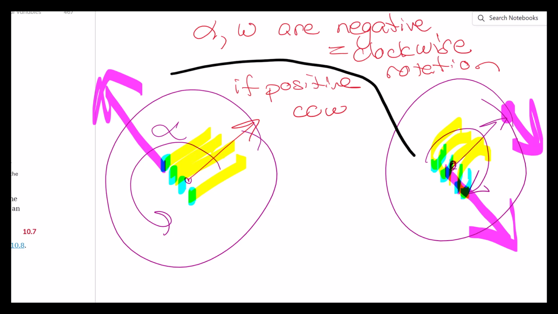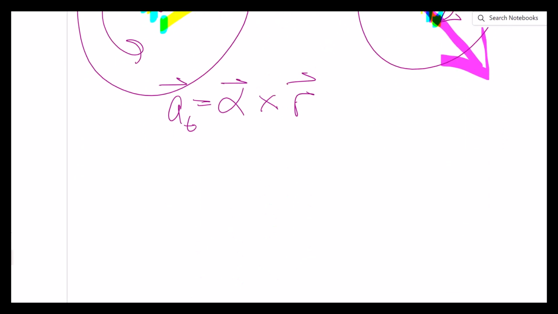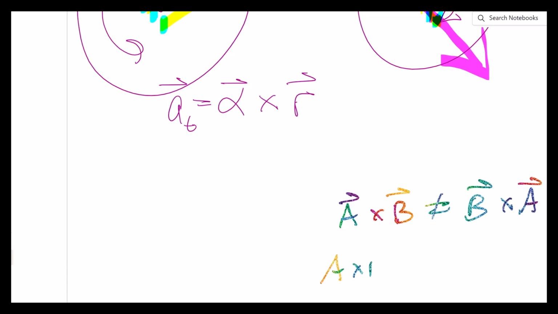But hopefully that's where all this comes from: although the magnitude of the tangential acceleration is alpha r, the magnitude and direction is alpha cross r. Make sure you don't flip the order, because A cross B is not equal to B cross A. In fact, A cross B is the opposite of B cross A. So if you get them in the wrong order, you'll get the negative of the answer you actually want. Just something to keep track of going forward.